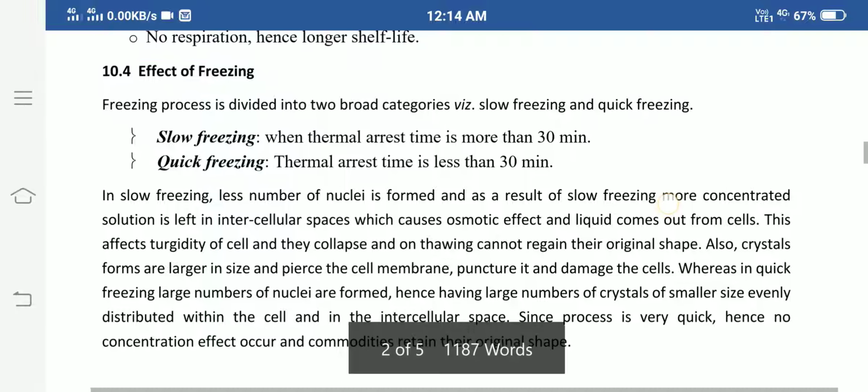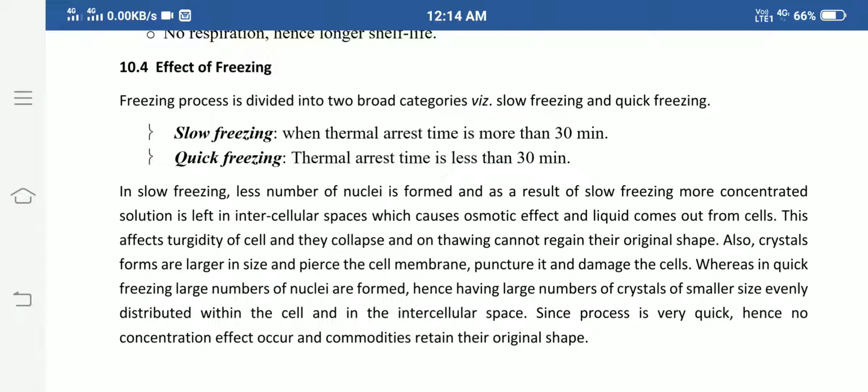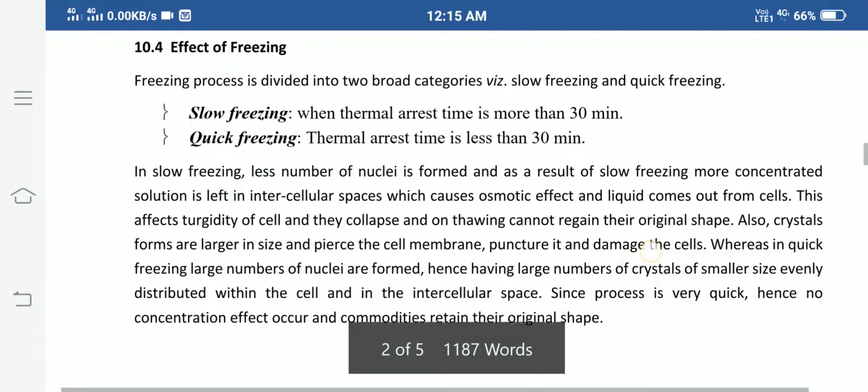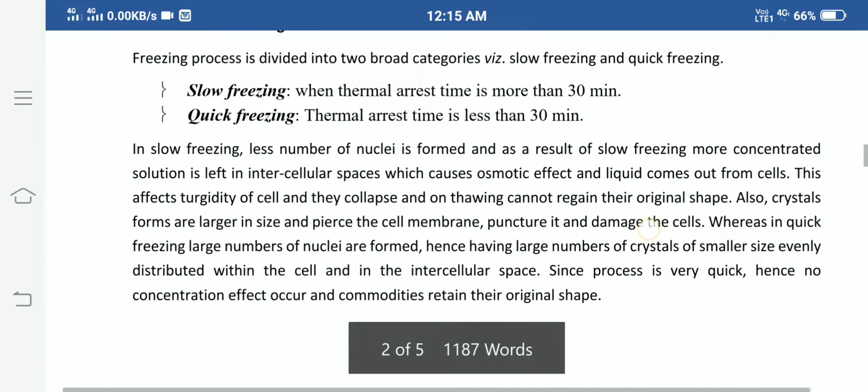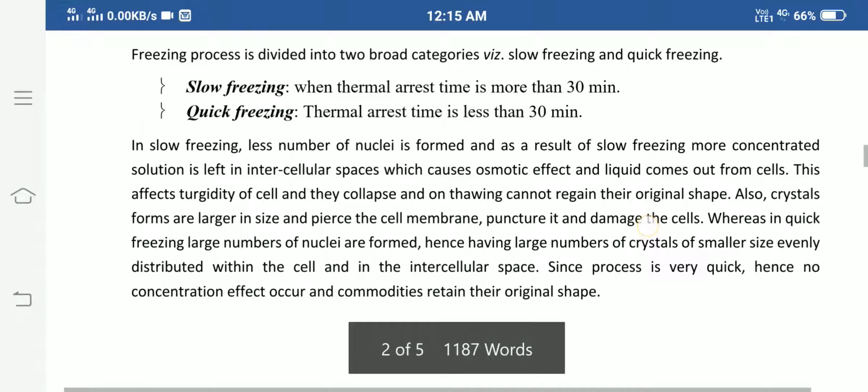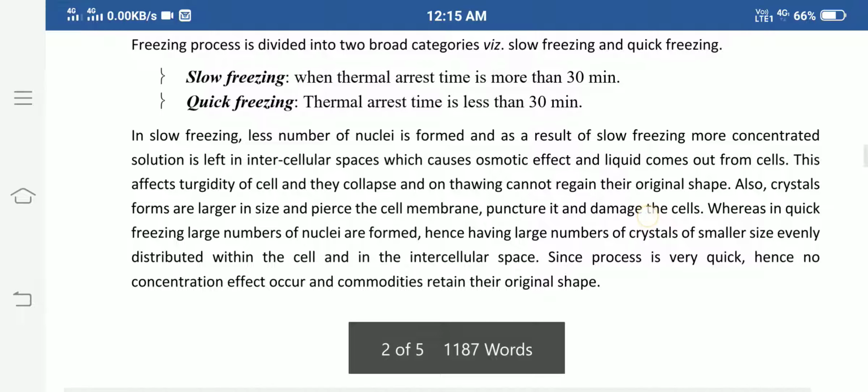Now the effect of freezing, or types of freezing. The freezing process can be divided into two categories: slow freezing and quick freezing. Slow freezing is when thermal arrest time is more than 30 minutes. What is thermal arrest time? Thermal arrest time is the time from when freezing started to when the crystallization process ends. When thermal arrest time is more than 30 minutes, the process is called slow freezing. If the thermal arrest time is less than 30 minutes, it is called quick freezing.